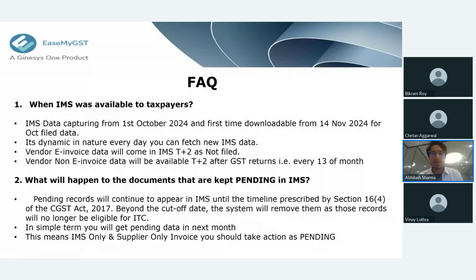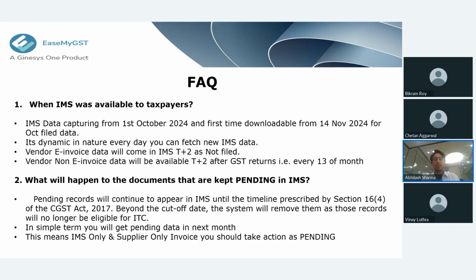We are discussing FAQs related to IMS. We are sharing with you the top 10 FAQs on IMS, which were asked by our clients in the past 2 months. The first FAQ is: when was IMS available to taxpayers? The answer is IMS data capturing started from 1st October 2024 and was first downloadable from 14 November 2024 for October data. It is dynamic in nature, as Chetan said earlier. Every day you can fetch new IMS data. Vendor invoice data will come in IMS at T+2 as not filed. Vendor non-invoice data will be available T+2 after GST return, every 13th of the month.